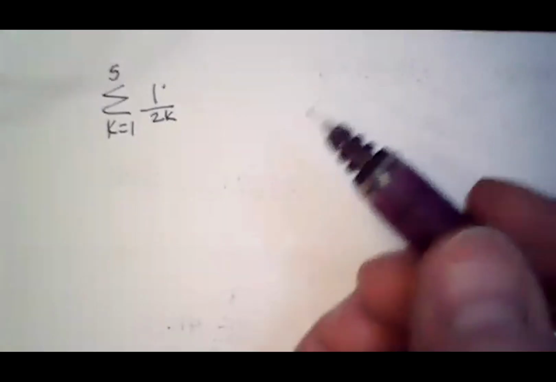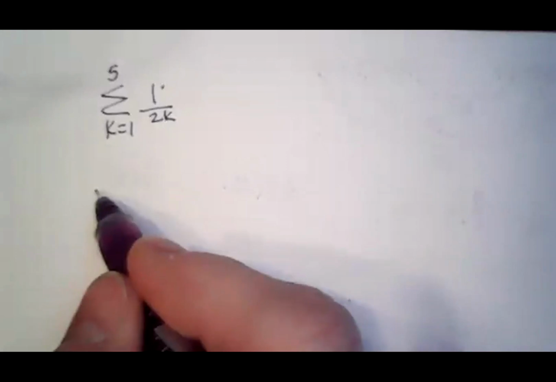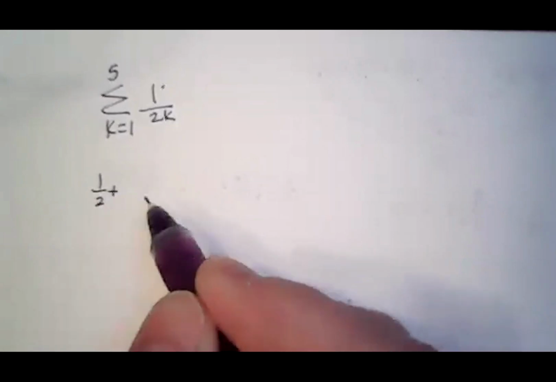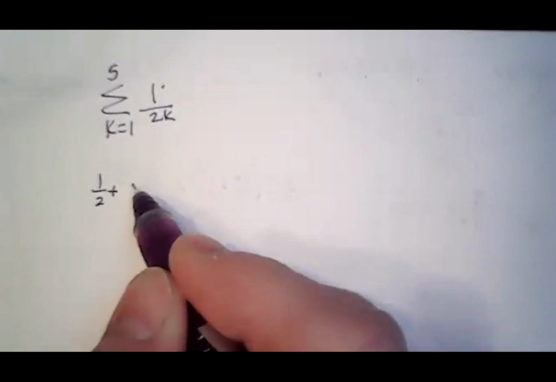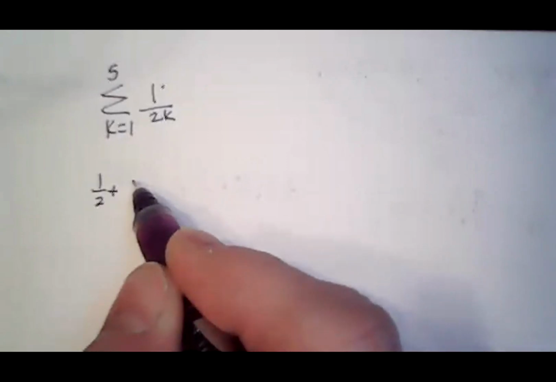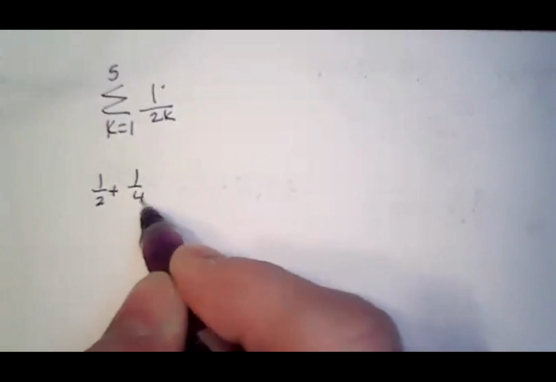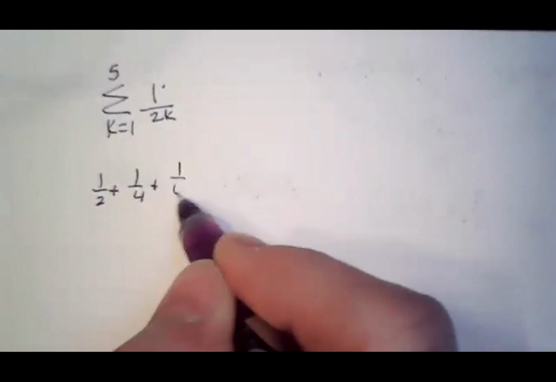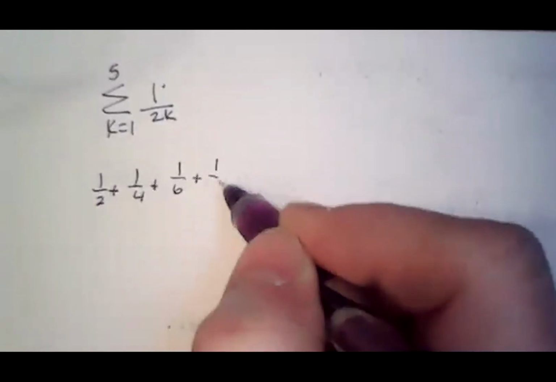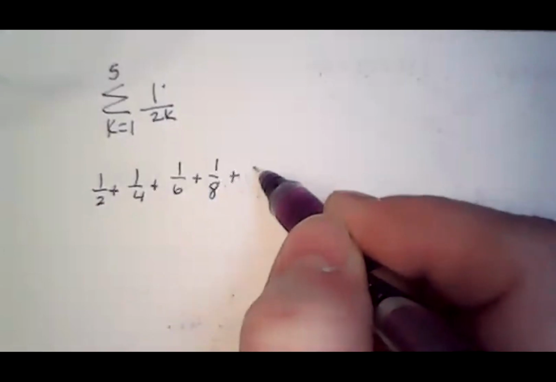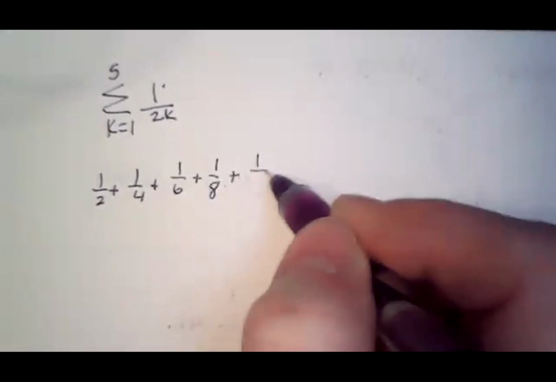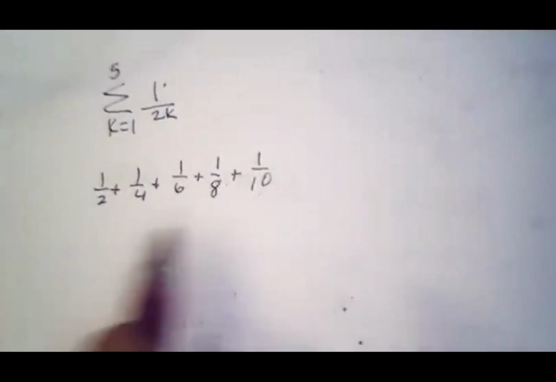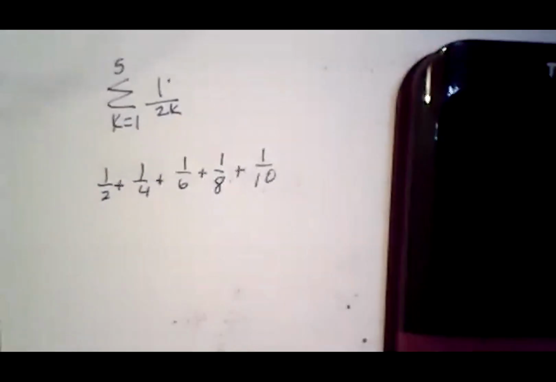So putting in 1, what do we have? You'd have 1/2. Putting in 2, we would have 1/4. Putting in 3, we would have 1/6. 4, 1/8. And 5, 1/10. Now we could get a common denominator. I think I just used my calculator to add all these up.